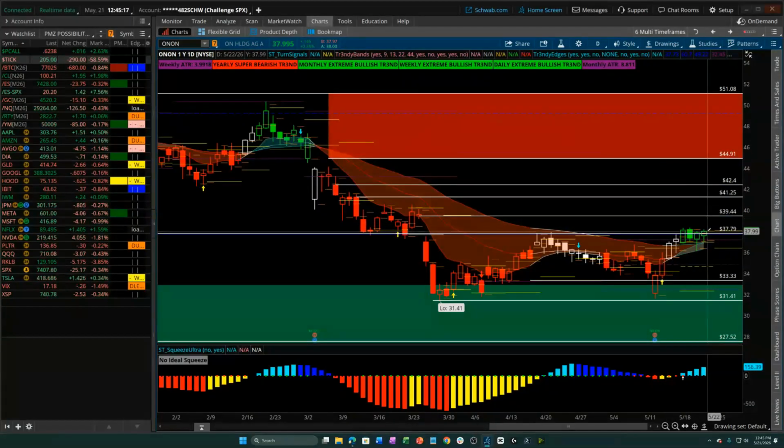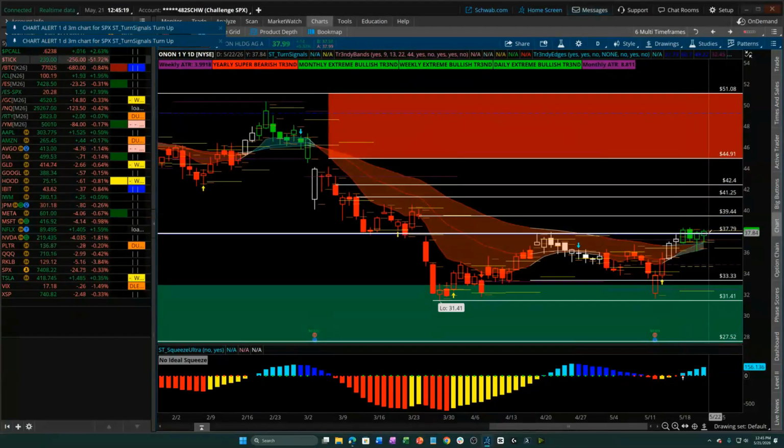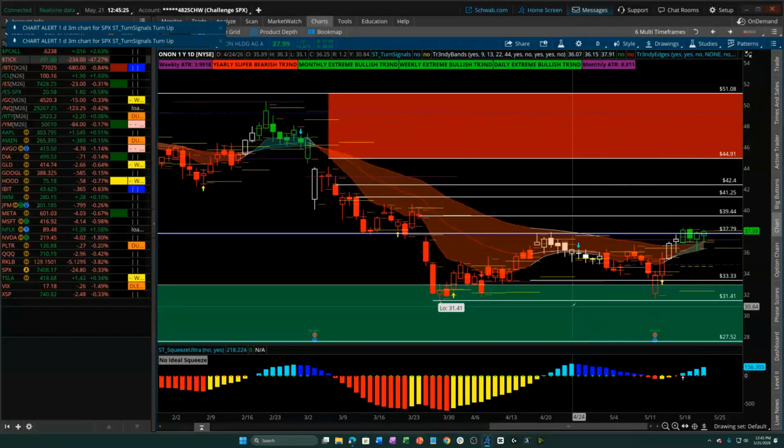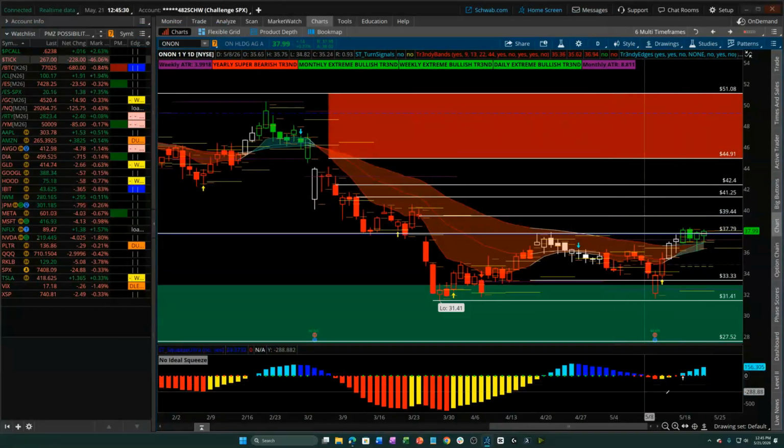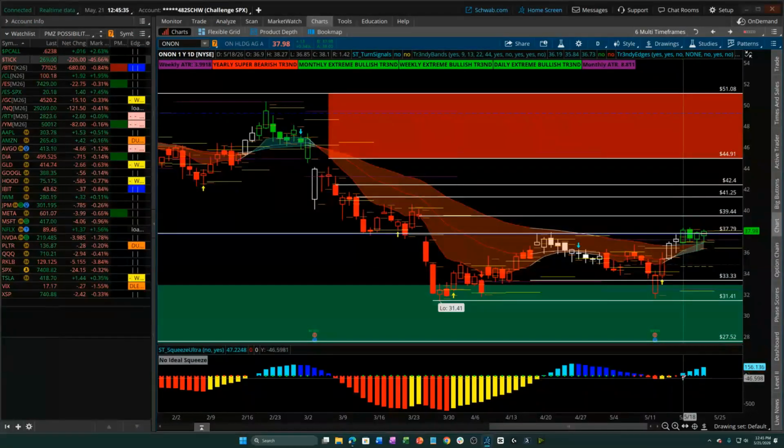And this is a momentum trade, not really my style at all, but I'm going to talk about it in case it is your style. Notice on the daily squeeze, if you have the squeeze ultra, this thing about 4 days ago was in an ideal squeeze. The ideal squeeze arrow has gone away, but it could come back at any time.